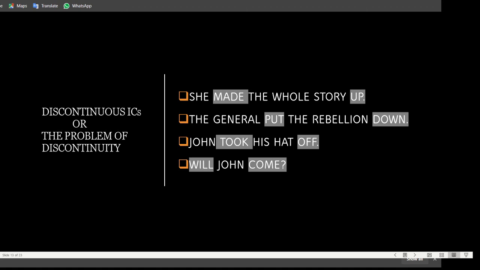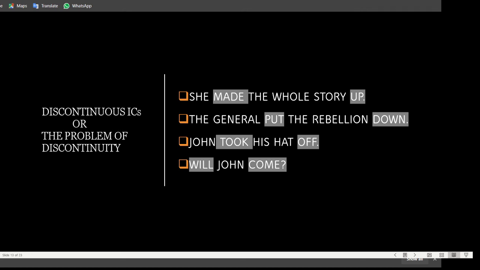She made the whole story up. The phrasal verb made up is divided, and in between, the subject, the whole story, is placed. So a binary division is not possible in these kinds of sentences. This particular limitation is known as discontinuous ICs. Alright.